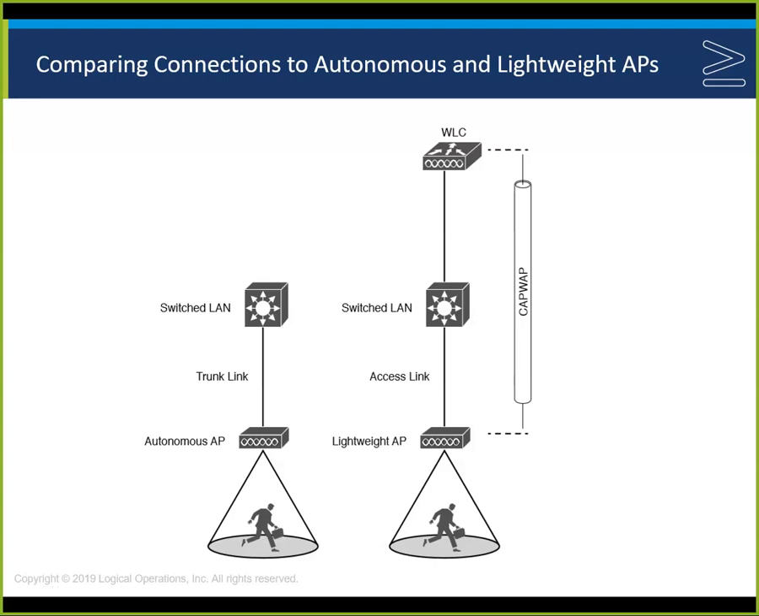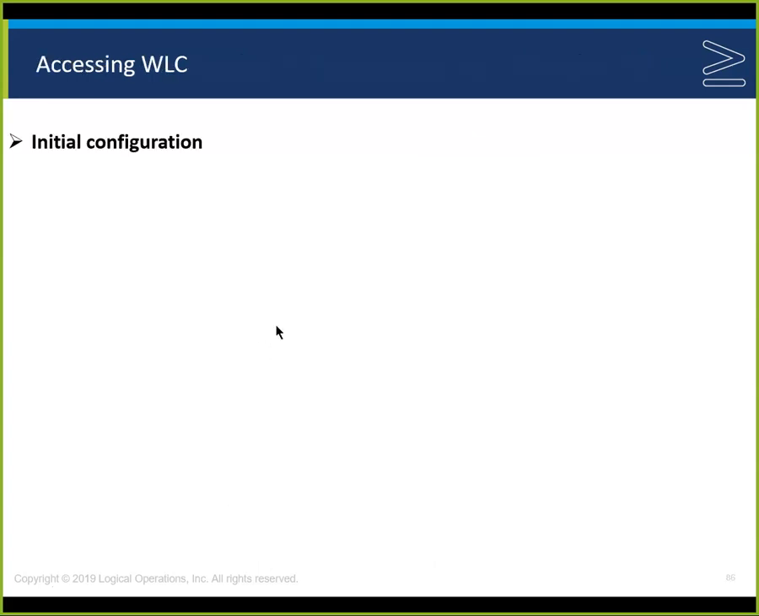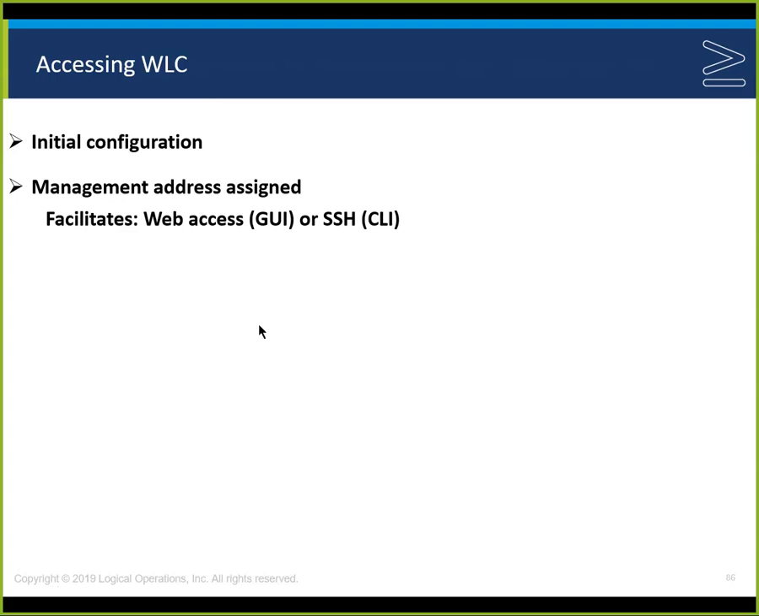We're going to also have a data tunnel that is not going to be encrypted. To get on to the wireless LAN controller, the initial configuration, a management address is assigned. It facilitates the web access, the GUI, or SSH for the command line interface. And I think what we want to do is use a username and password. It's going to be a local username and password.